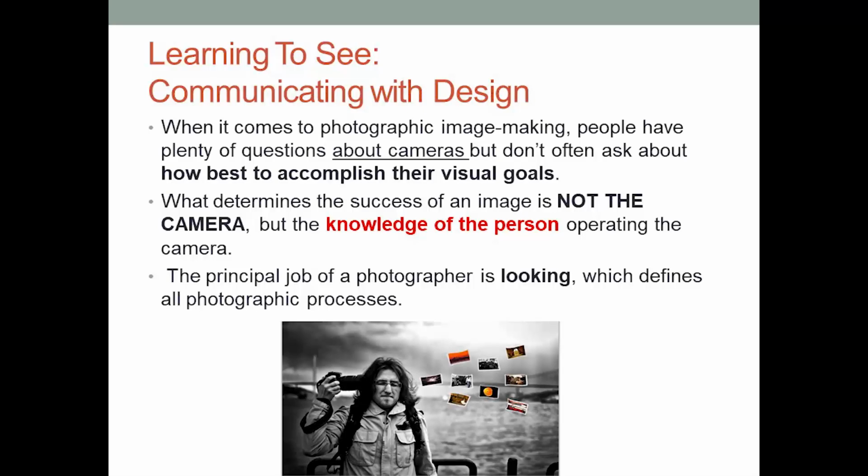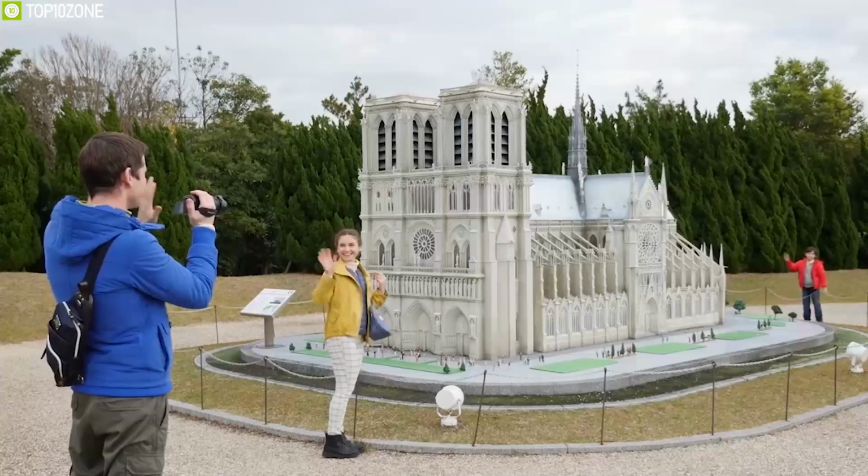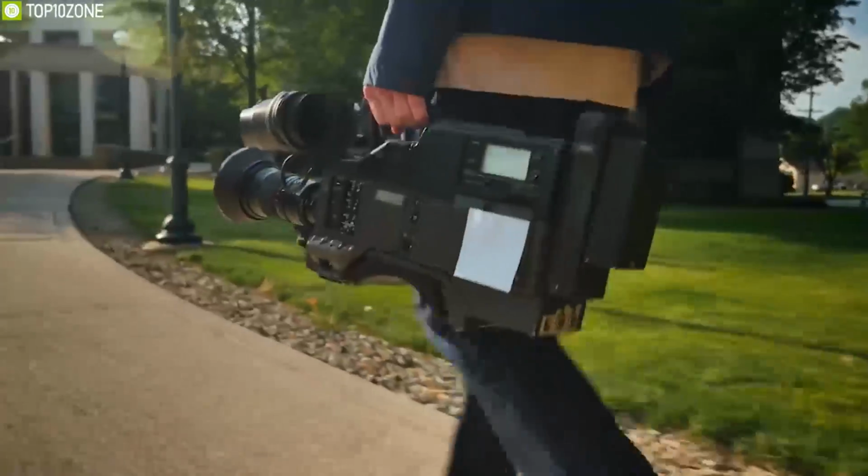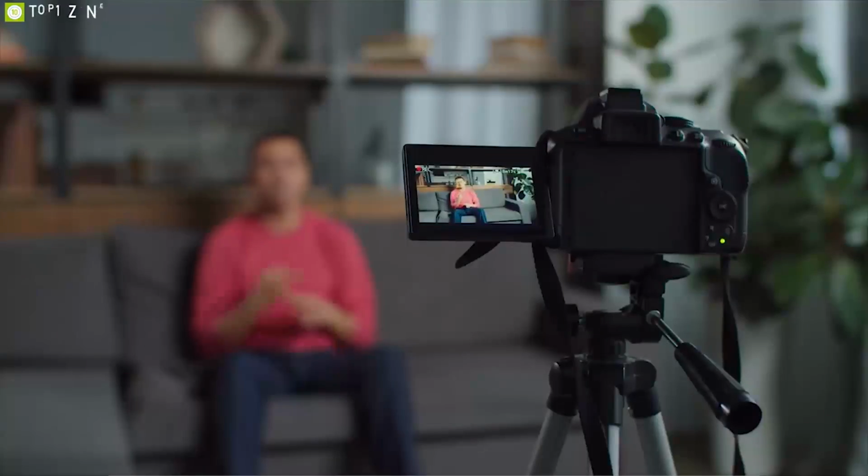When it comes to photographic image making, people have plenty of questions about cameras, but don't often ask about how best to accomplish their visual goals. What determines the success of an image is not the camera, but the knowledge of the person operating the camera. The principal job of a photographer is looking, which defines all photographic processes. Good photographs are made by learning to see. Good photographers become skilled at following their eyes and seeing things others overlook.